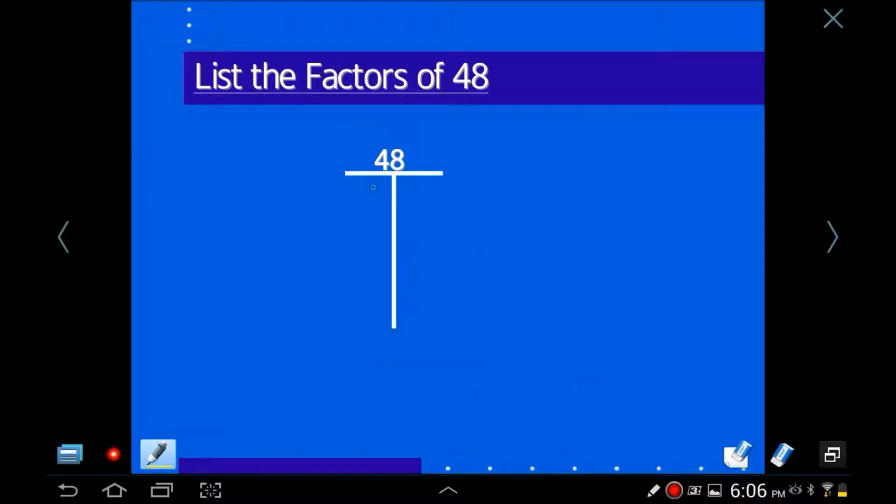And let's start with 1. 1 is always a good place to start. 1 and 48 is a factor pair. 2 and 24. 2 times 24 is 48. 3 divides into 48 16 times. That might not be totally natural to you, but the divisibility rule for 3 is that you add up the digits. 4 plus 8 is 12. And does 12 divide by 3? It does.